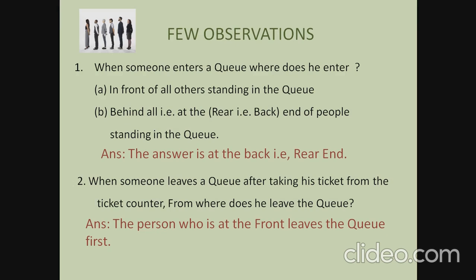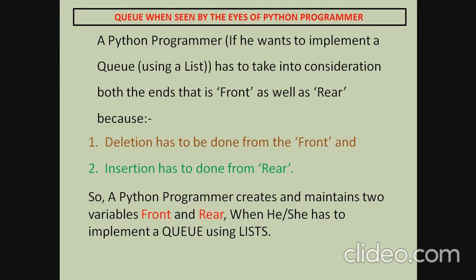So as I have said, here the Python programmer sees that deletion has to be done from the front and insertion has to be done from the rear. So he will take two variables and maintain two variables. These two variables are front and rear. So as Python programmers, we should also maintain two variables, one is front and the other one is rear, while we implement a queue using a list.